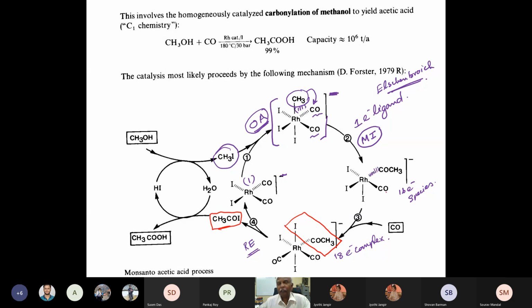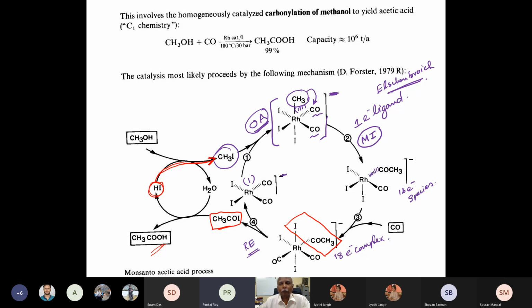CH3COI, and in what you might call an offline process, water converts CH3COI to CH3COOH, and HI is generated. This regenerates the methyl iodide from methanol, and you end up with the catalytic cycle. So, based on what you have studied so far, can you recognize some problems with this catalytic cycle?